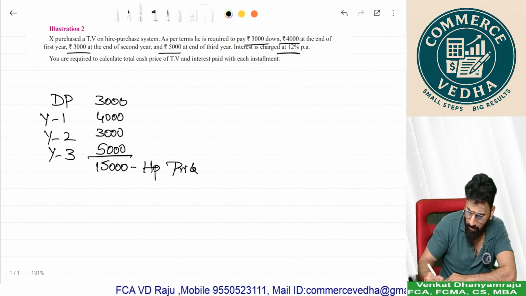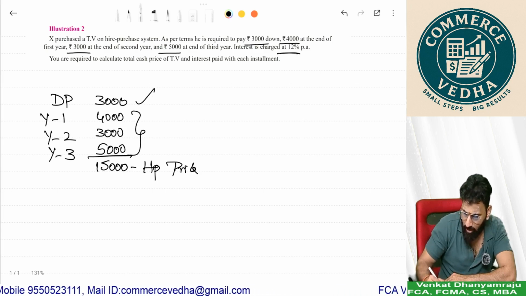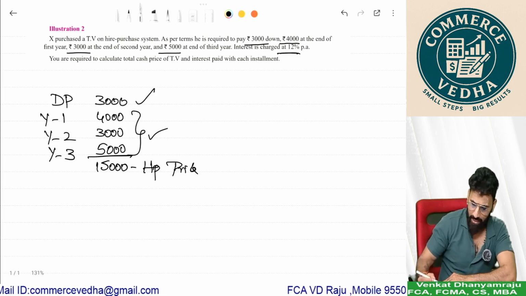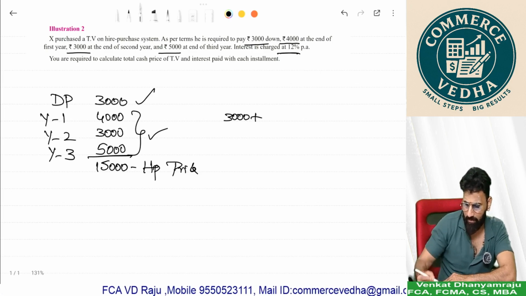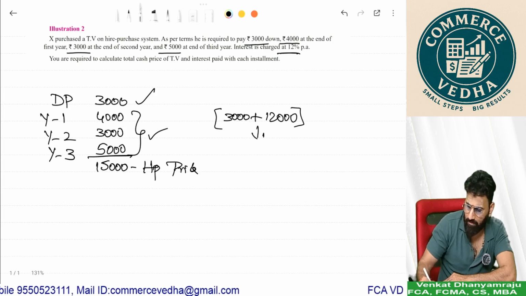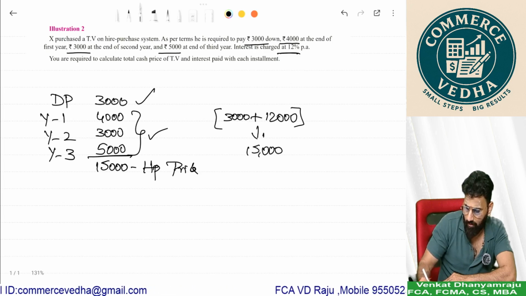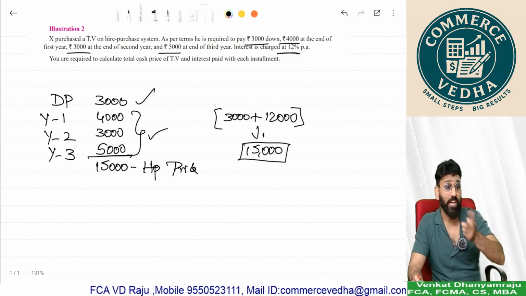definition is DP plus aggregate of the installments. DP is 3,000 and aggregate of all the other installments is 12,000. So the hire purchase price given in this question is 15,000. But we don't know what the cash price is.